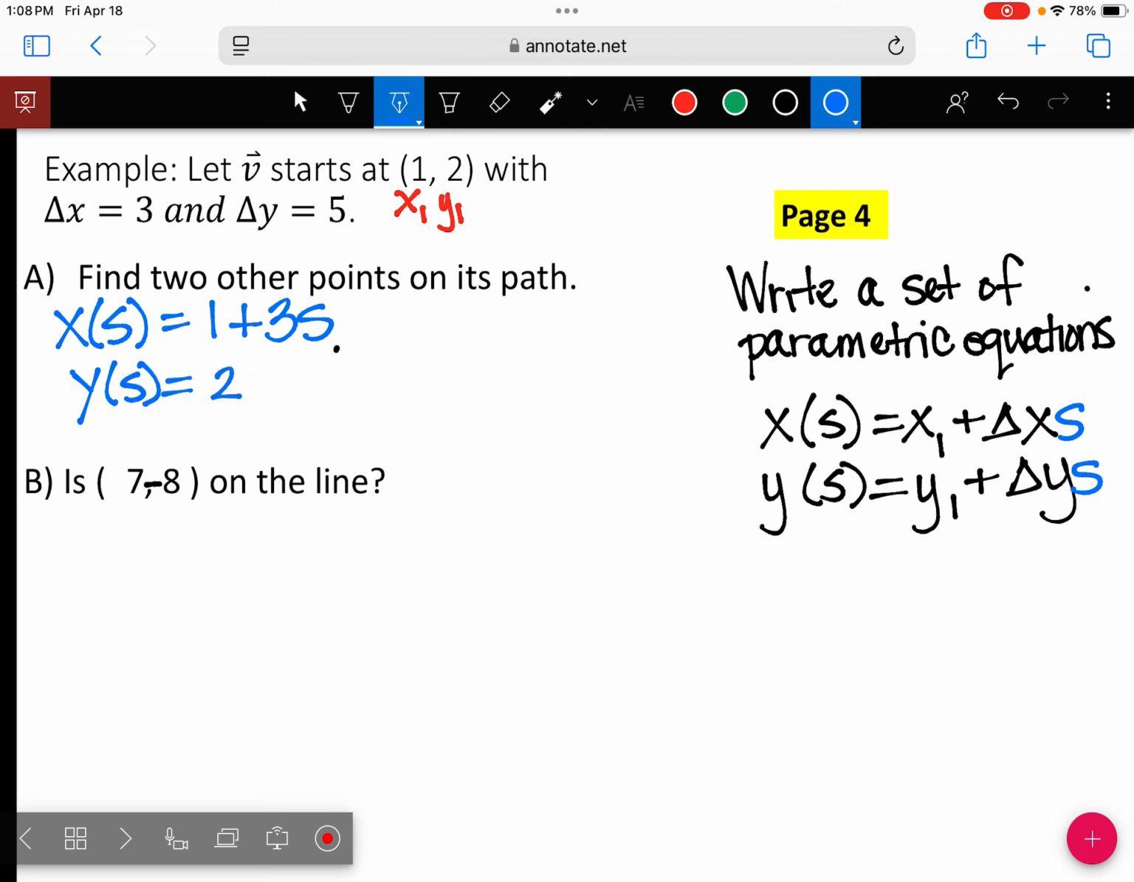2 plus 5s. That's it. So for part A, there's an infinite number of answers. We just need to choose a random number for S. So Clinton, give me a number. Any number.